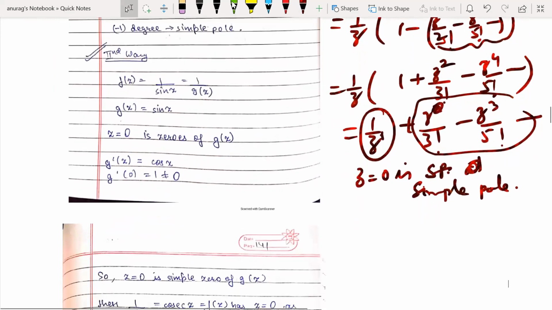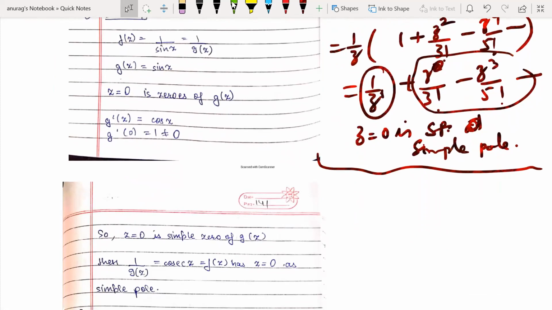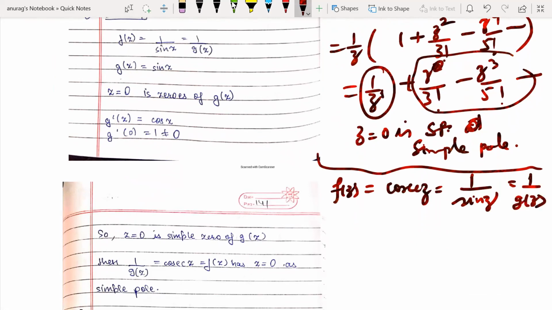The second way is quite useful and easy also. Suppose you have f(z) equal to cosec z, then it can be written as 1 over sin z. And I told you, if you assume this is equal to 1 over g(z), then your g(z) equals sin z.